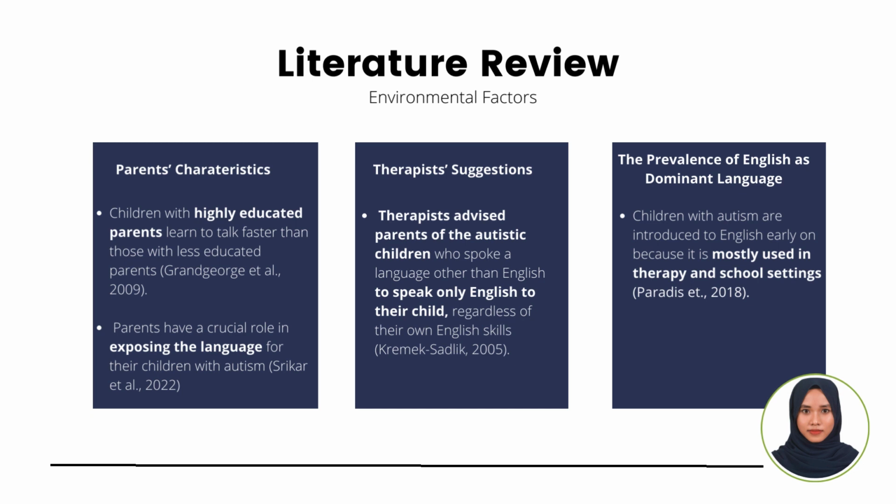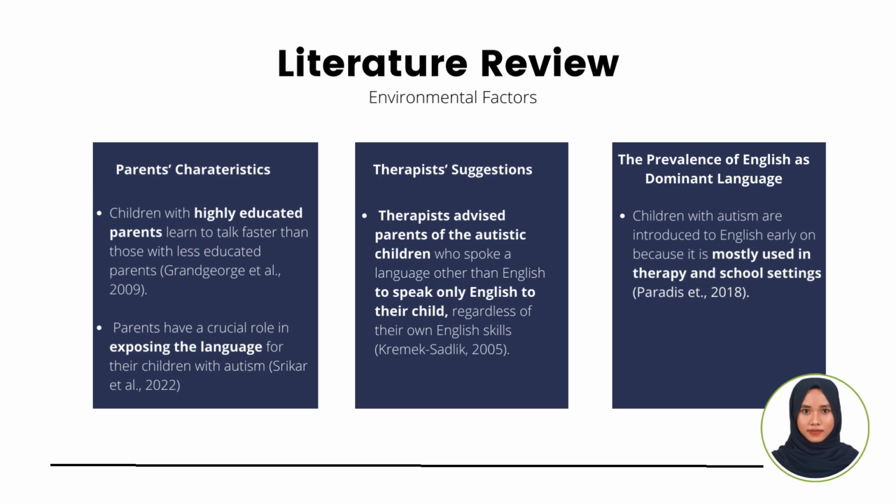Kramer Sedley in 2005 found that therapists advised parents who spoke a language other than English and had a child with autism to use only English when talking to their child, regardless of their own English proficiency. Srika et al. in 2022 also discovered that parents often get advice from professionals to use only one language, which is dominantly used by others. In this case, the language is English. So the therapist aimed to simplify the language input for the child to help them learn and use language more easily.